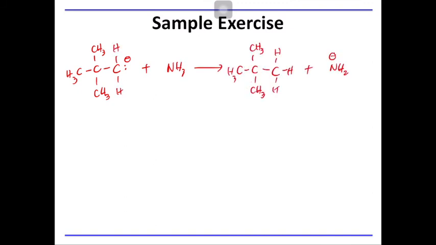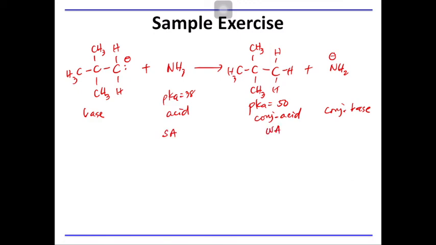Okay, let's examine the pKa values. This one has a pKa of 38 and this one has a pKa of 50. So in this context, this one is your base and this one is your acid. This one is your conjugate acid and this one is your conjugate base. So what we have here, your acid is a strong acid, and the conjugate acid here is a weak acid. Your conjugate base here is a very strong conjugate base. It's a very strong base, and the conjugate base here is relatively weak compared to this one. So this reaction occurs. This reaction proceeds completely.